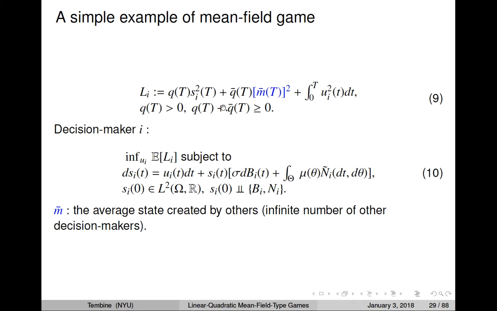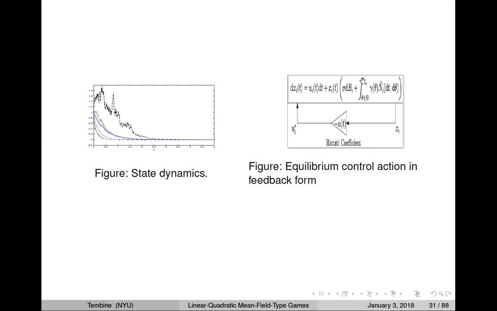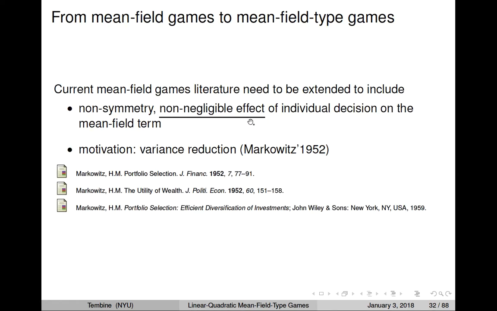What do we do with this system? We could solve it with the direct method, and the solution is here. You can see the solution in feedback form, and this is the state trajectory, also in feedback form. So this is the mean field equilibrium. Now, how do we move to mean field type games? And what are mean field type games?